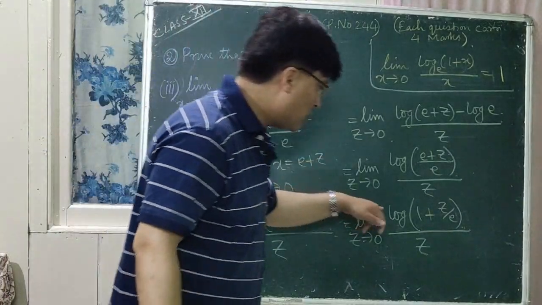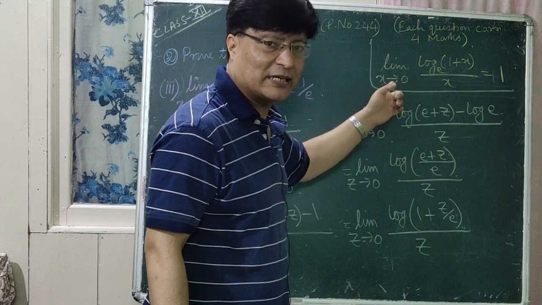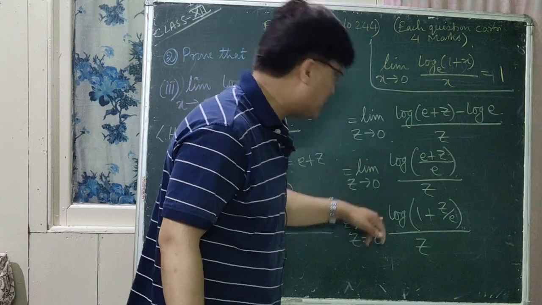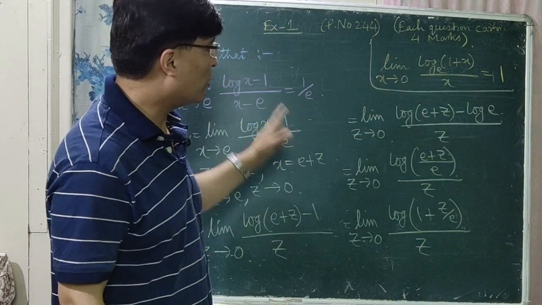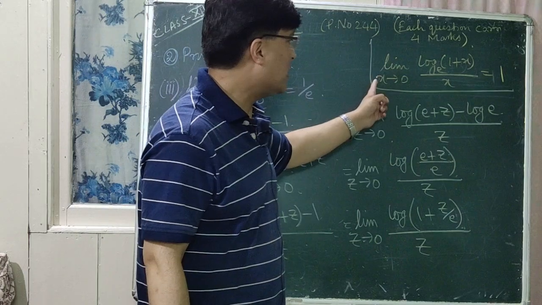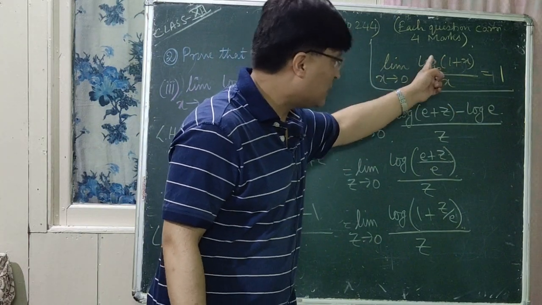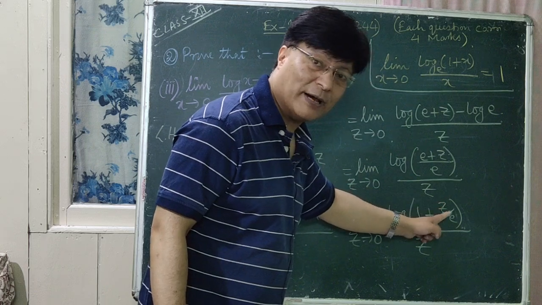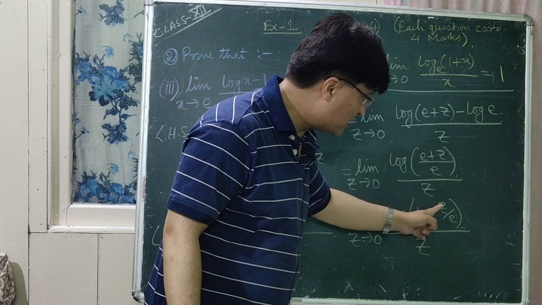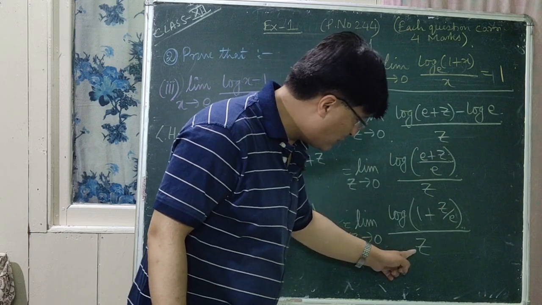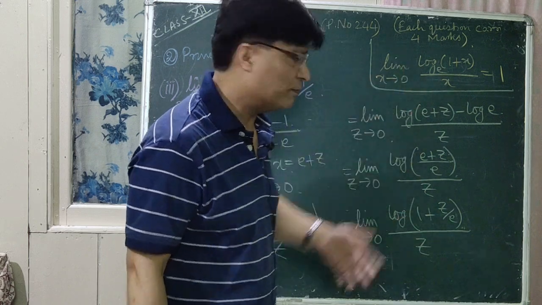Now this logarithm can be converted into standard form. This limit can be converted into standard limit form. So what is the standard limit here? Limit x tends to 0 log of 1 plus x whole divided by x. But instead of x, what is there? It is z by e. Instead of x here, there is z upon e. So you should divide this by z by e again out here to convert it into the standard form.